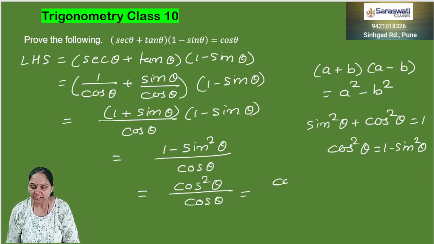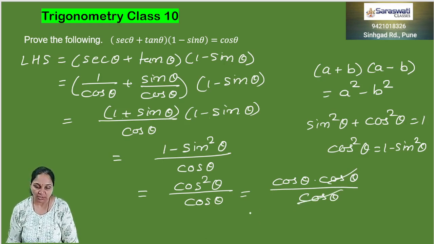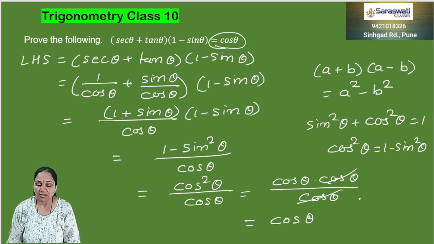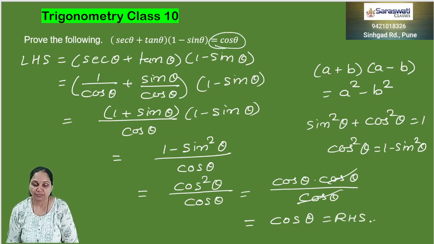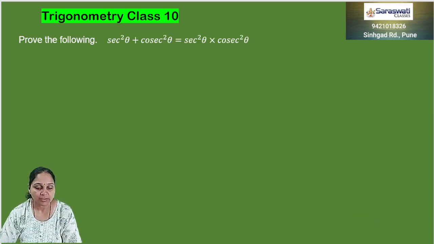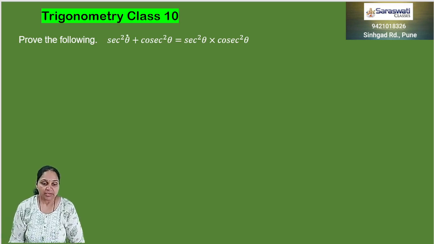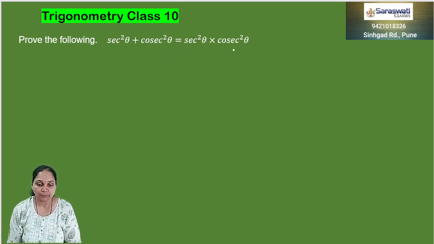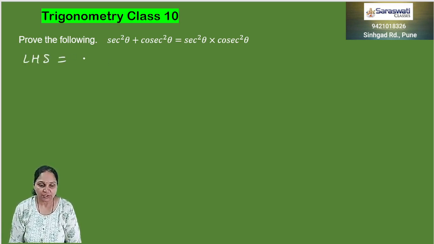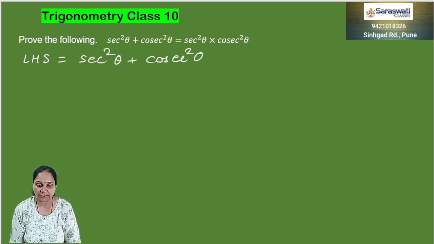Now cos square theta means cos theta into cos theta upon this cos theta, and hence we can cancel one cos theta and the remaining thing is cos theta, which is our RHS. Hence we have proved this identity also. Next example is sec square theta plus cosec square theta is equal to sec square theta into cosec square theta. Okay, so consider LHS again, that is sec square theta plus cosec square theta.